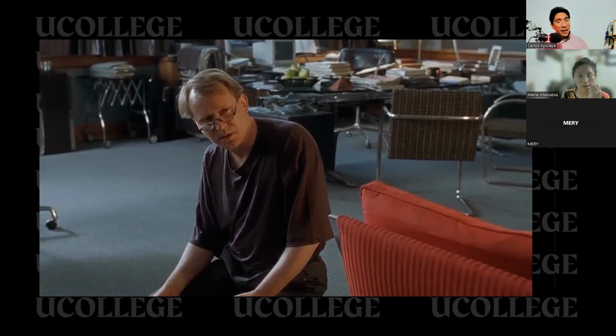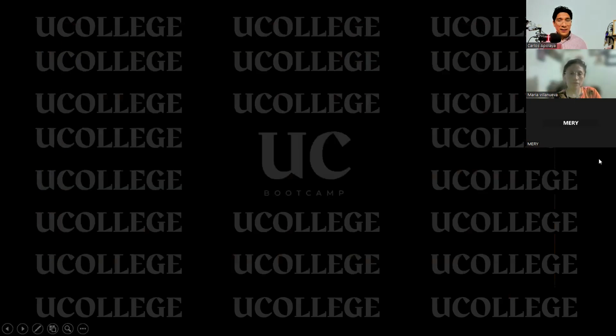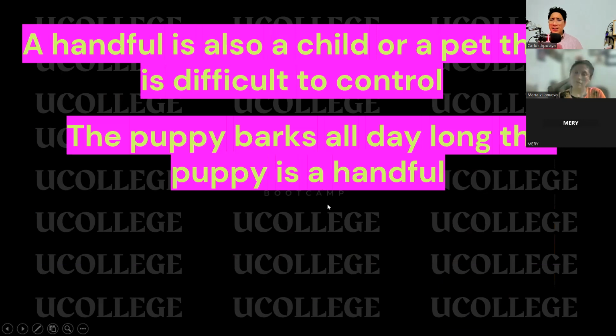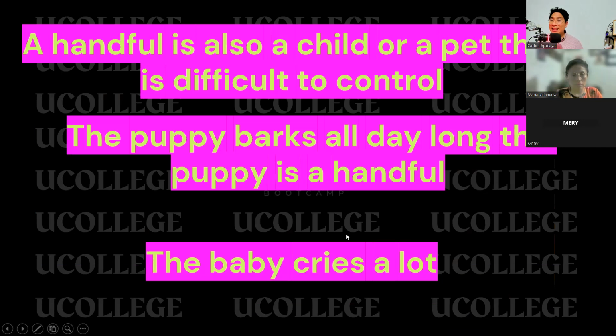Okay, so be careful when you look for information on the internet because you can get confused. Now, a handful is also a child or a pet that is difficult to control. For example, the puppy barks all day long. The puppy is a handful. The baby cries a lot, so the baby is a handful.